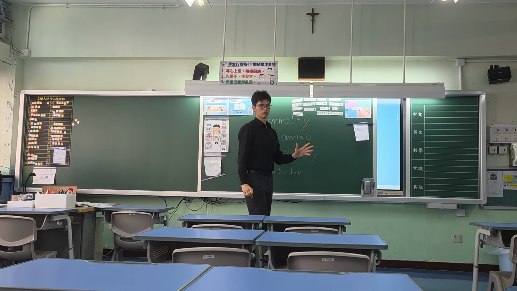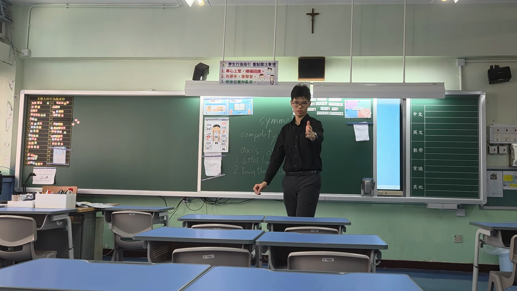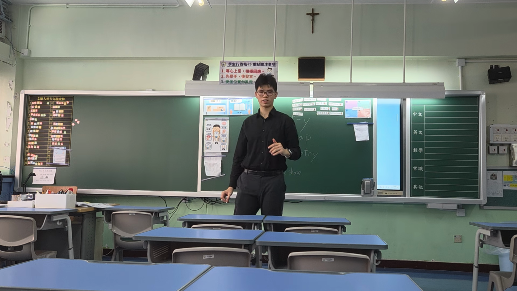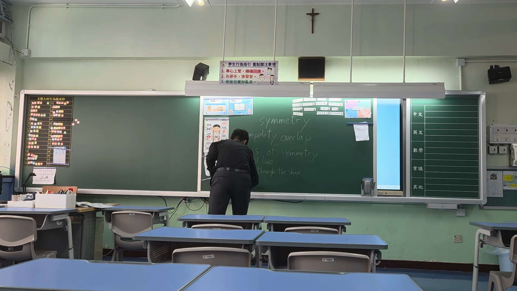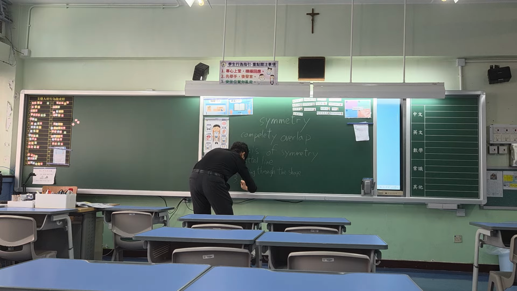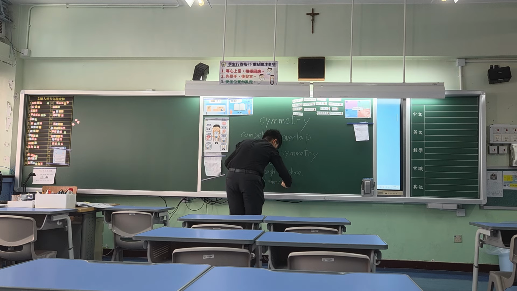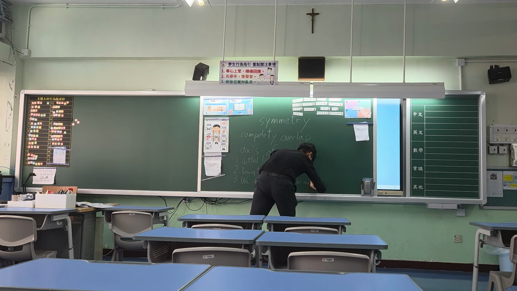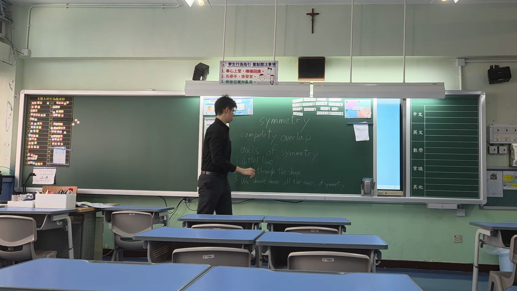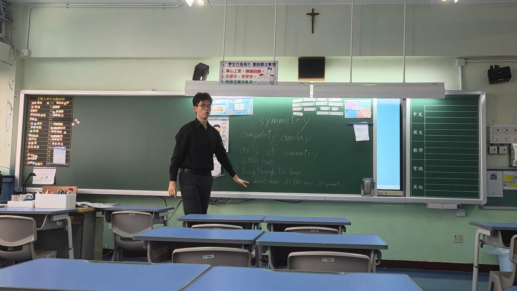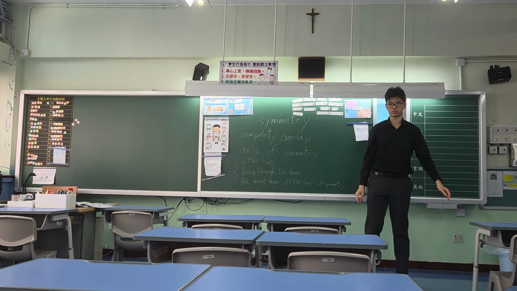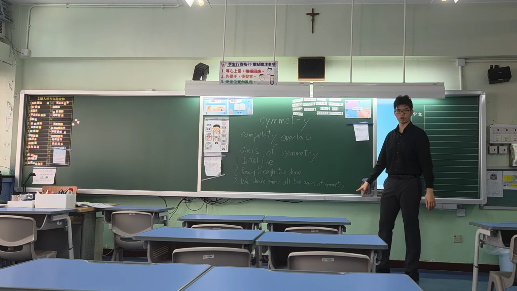And can anyone answer the third one? Macy. Oh yeah, you're right. Bear in mind, we should show all the axes of symmetry. We should show all the axes of symmetry for a shape that has more than one axis of symmetry. This is the plural form, remember?